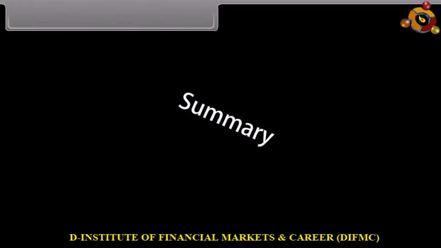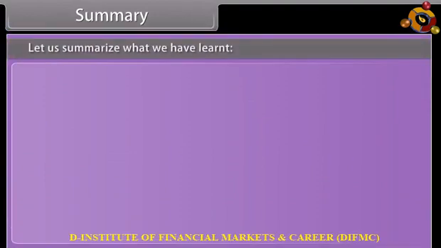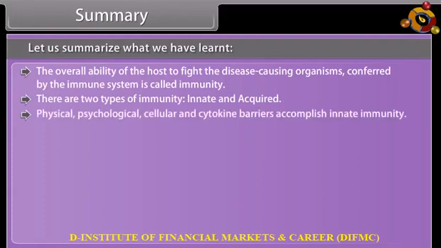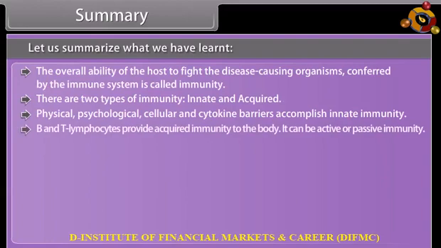Summary. Let us summarize what we have learned. The overall ability of the host to fight the disease-causing organisms conferred by the immune system is called immunity. There are two types of immunity, innate and acquired. Physical, physiological, cellular, and cytokine barriers accomplish innate immunity. B and T lymphocytes provide acquired immunity to the body. It can be active or passive immunity.